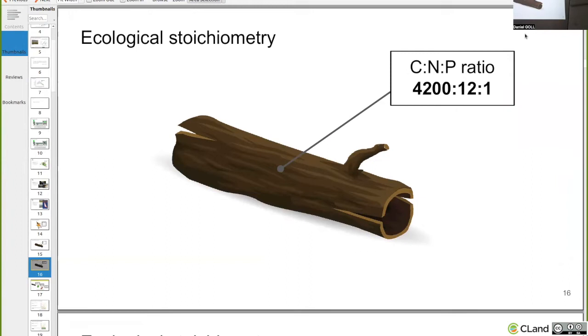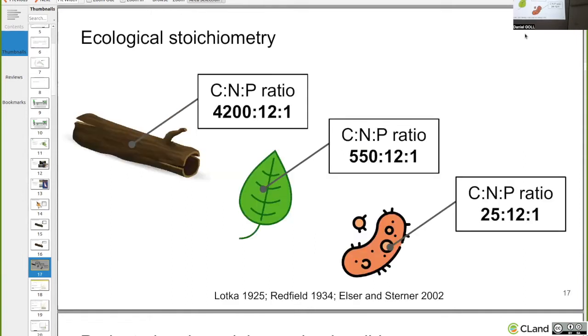And by using the carbon, nitrogen, to phosphorus ratio, we can indicate the relative abundance of these important elements within a certain material. So you can see a log has quite a lot of carbon, like 4 kilograms carbon per 1 gram of phosphorus. While other things on Earth, like leaves, have less carbon, microbes even less carbon. However, the nitrogen to phosphorus ratio, in rough numbers, is usually the same. And this is an important concept in ecology.